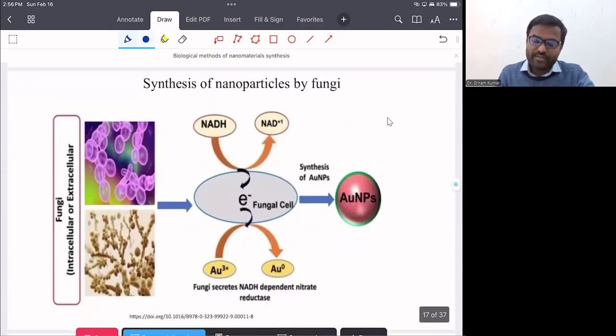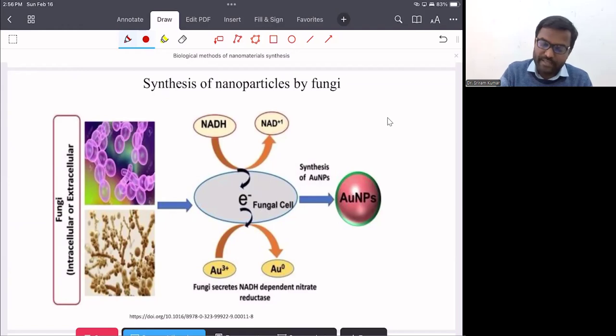So if you want to understand the synthesis of nanomaterial by the fungus, again in the fungus we have two kinds of mechanism. One is the intracellular mechanism, and the second is the extracellular mechanism. The same thing happens here as we understood in bacteria. So here, what is happening?